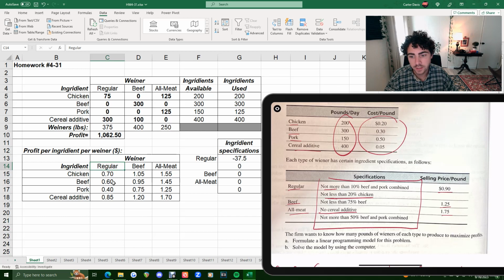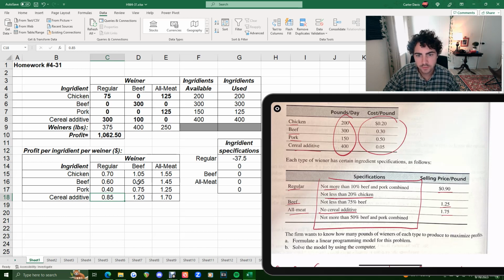So 90 minus 20, 70. Do the beef. 90 minus 30, 60. 90 minus 50, 40. 90 minus 5, however you want to see it. You get it. You do that minus all these. Same deal. 125 minus all these would give you the beef column. 175 minus all these should give you the all meat column. Okay, so it's like the profit per ingredient per wiener.